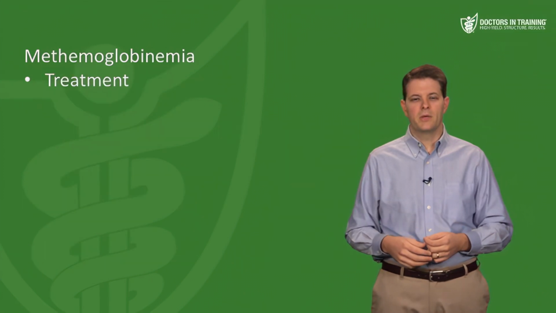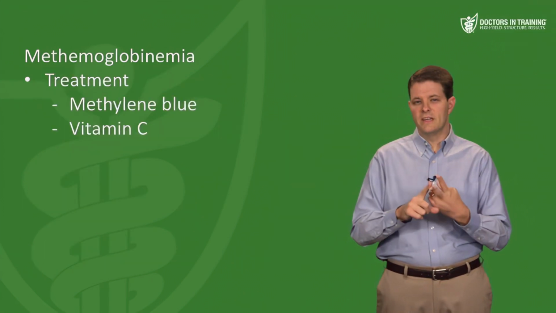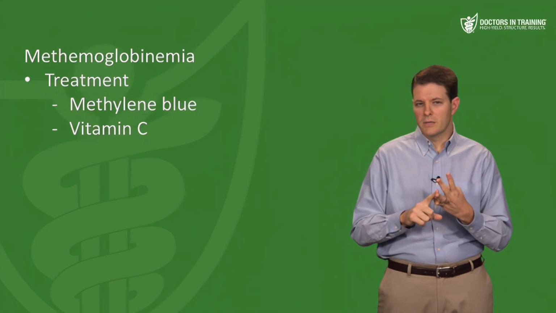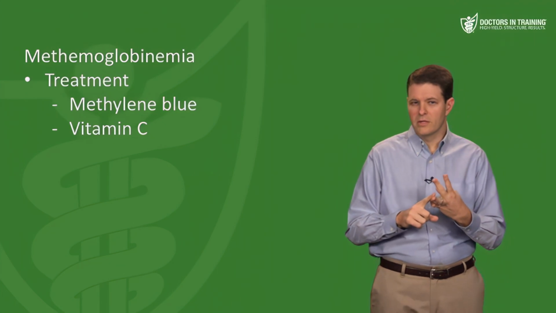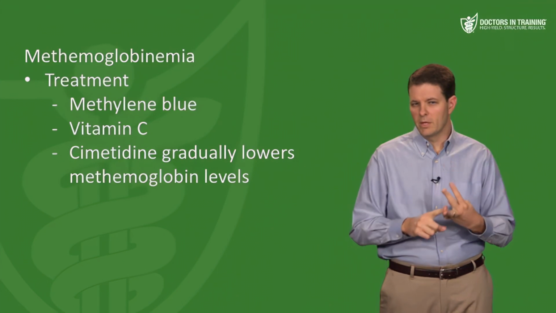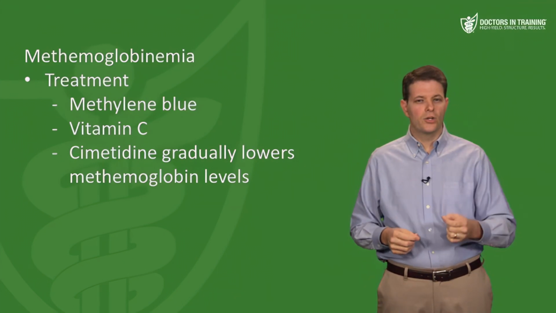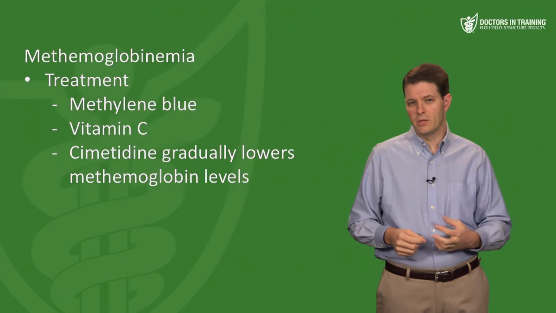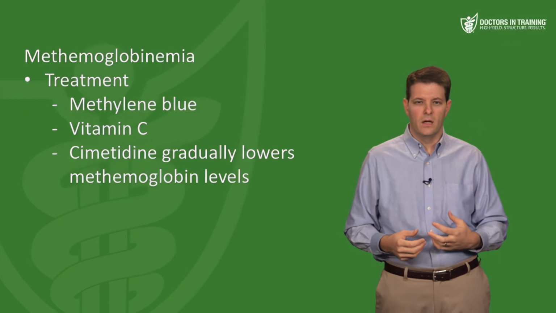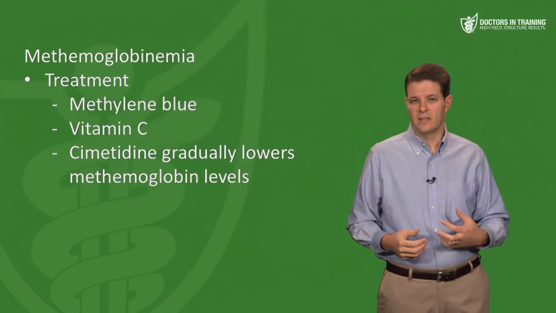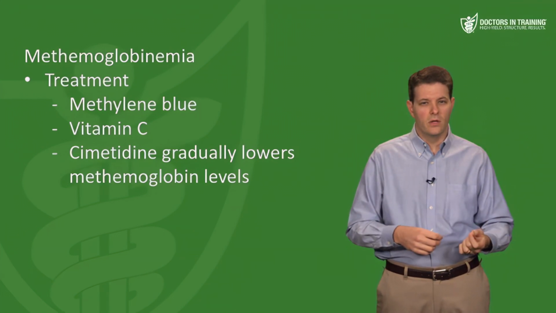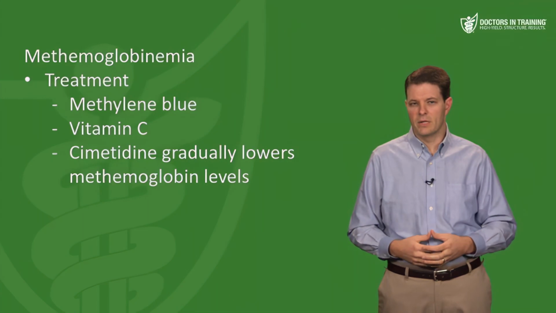Well, methemoglobinemia can be treated with methylene blue, and then vitamin C is another important antidote. So remember, methylene blue and vitamin C. There's one other drug that can be used to gradually lower methemoglobin levels, which is the H2 blocker cimetidine. Now, this doesn't work very quickly, so you're not going to use it for acute methemoglobinemia. But if you have to start a patient on a long-term course of one of these drugs that might induce methemoglobinemia, like dapsone, maybe an AIDS patient who's taking dapsone, or sulfonamides as prophylaxis against pneumocystis pneumonia, you might also put the patient on cimetidine with the dapsone to decrease the risk of methemoglobinemia.